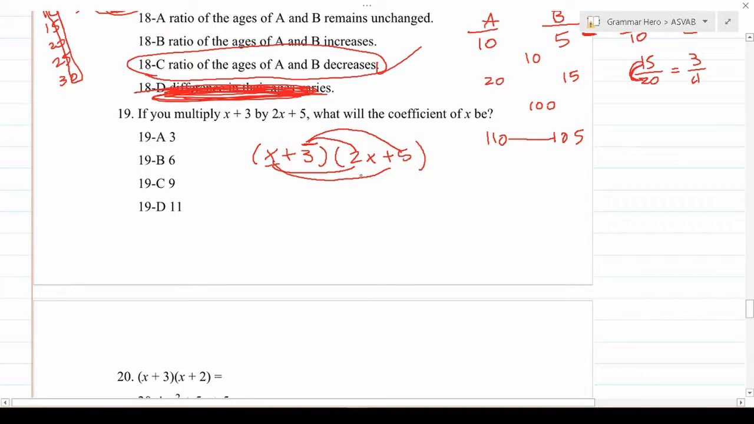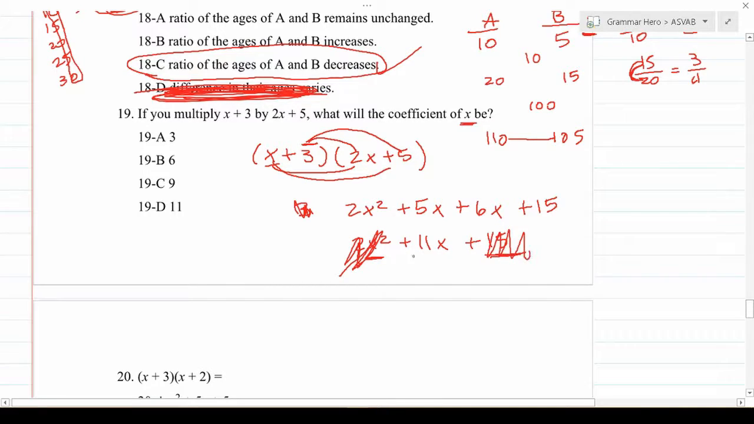So x times 2x becomes 2x squared. x times 5 is just 5x. 3 times 2x is 6x. 3 times 5 is 15. Let's combine like terms. 2x squared plus 5x plus 6x is 11x plus 15. We're asked what the coefficient of x will be. This is x squared, so we don't want this coefficient. This has no coefficient of x. Here's the x. Coefficient is 11.